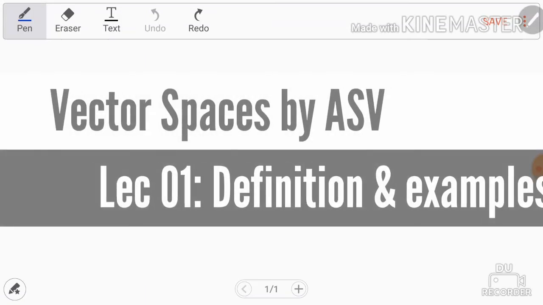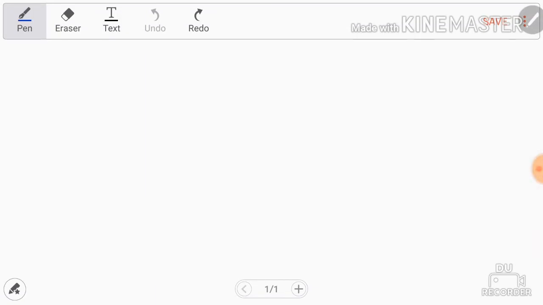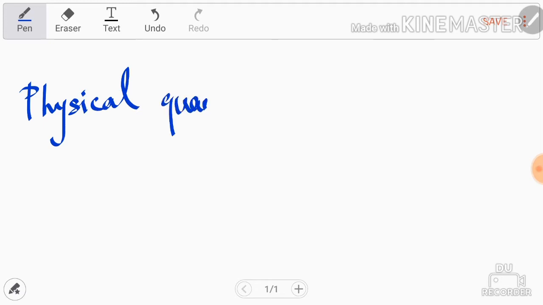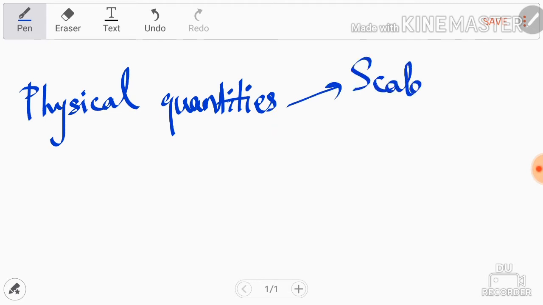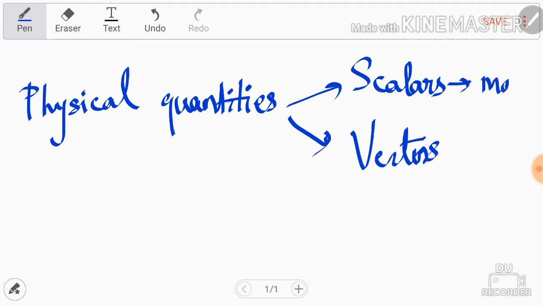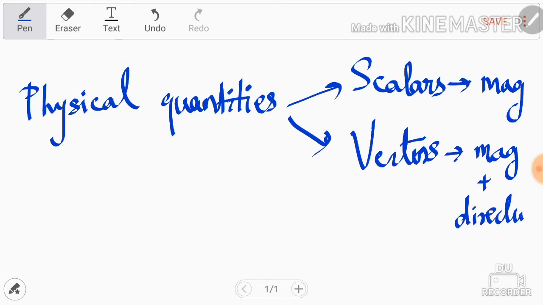Welcome to my first video lecture on the concept of vector spaces. As we all know, there are two types of physical quantities we have learnt in our primary schools. One is called scalars and the other vectors. We know that scalars are described by magnitude alone, and vectors, along with magnitude, need one more thing called the direction.